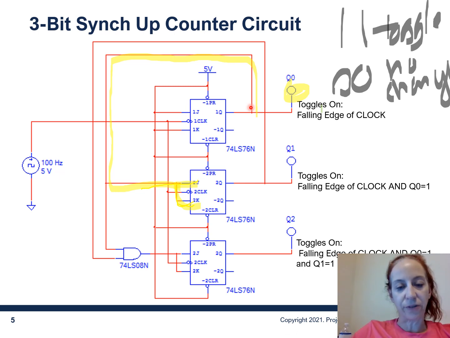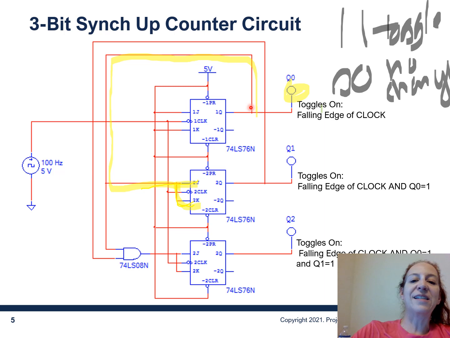Hopefully I explained that clearly enough. Because this is tied to the output here, this flip-flop is going back and forth between toggle mode and no change, where the first one is constantly set in toggle mode. Sometimes it's in toggle mode, sometimes it's in no change mode, and it's only going to toggle when it's in toggle mode, which changes with the output of the first flip-flop.